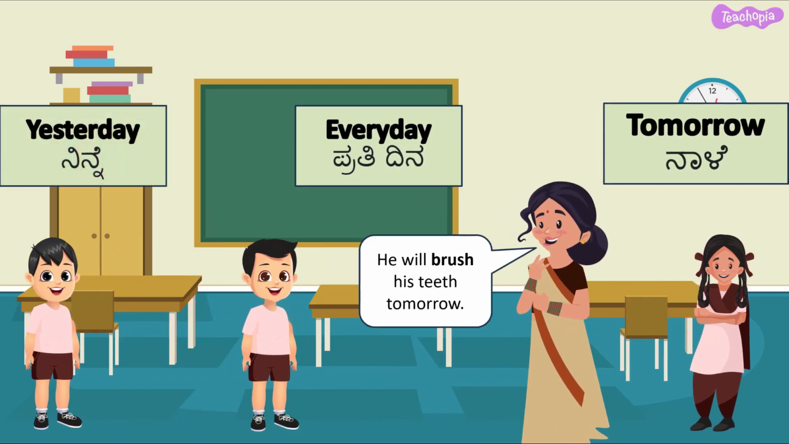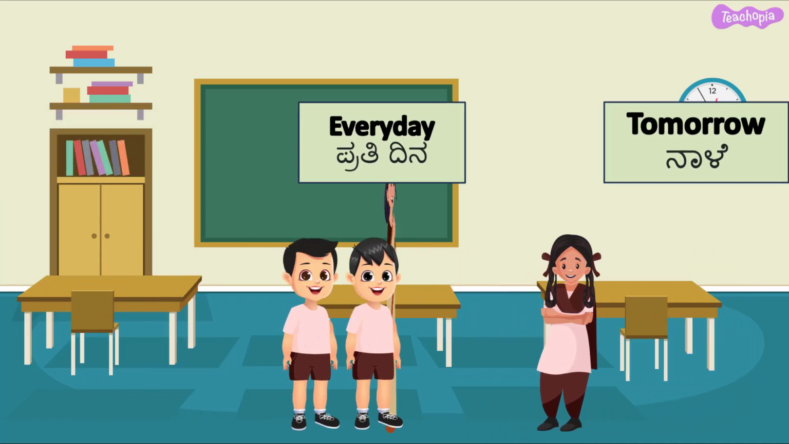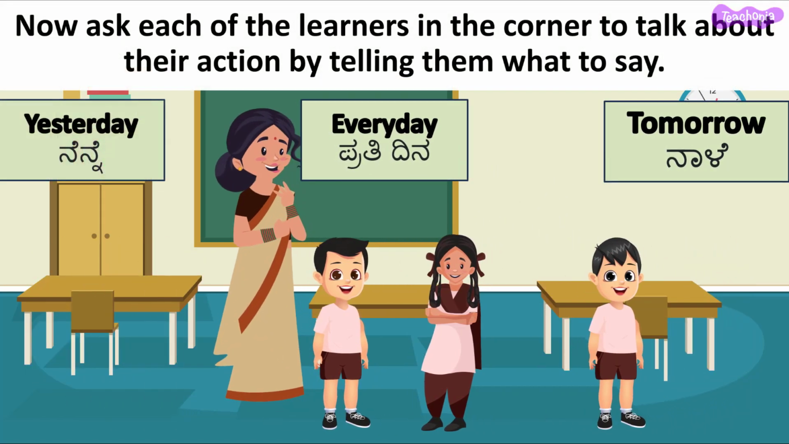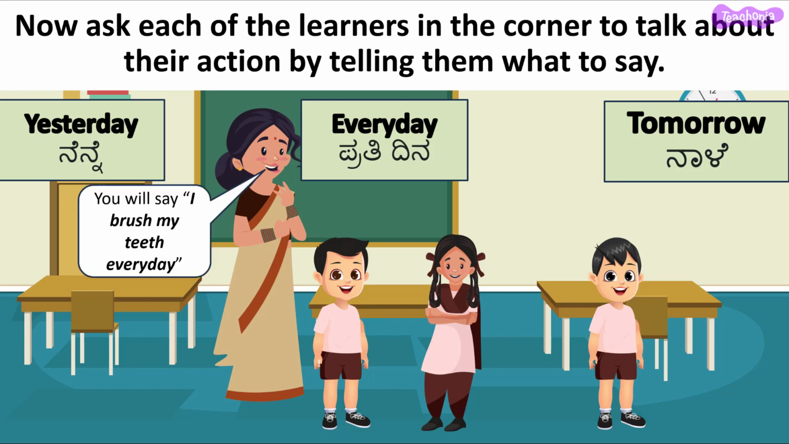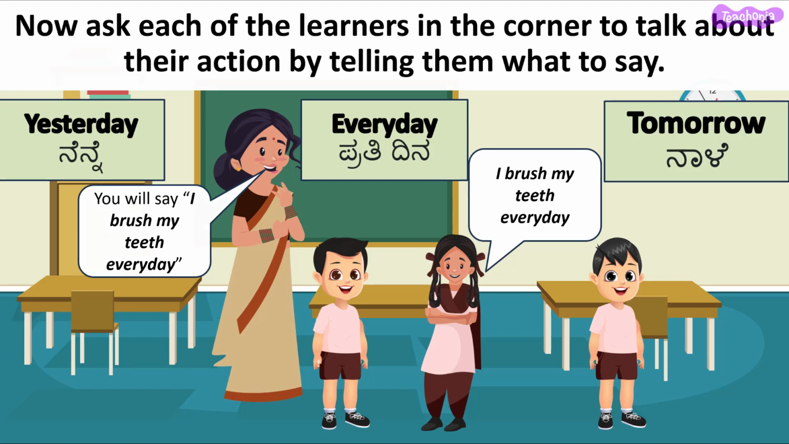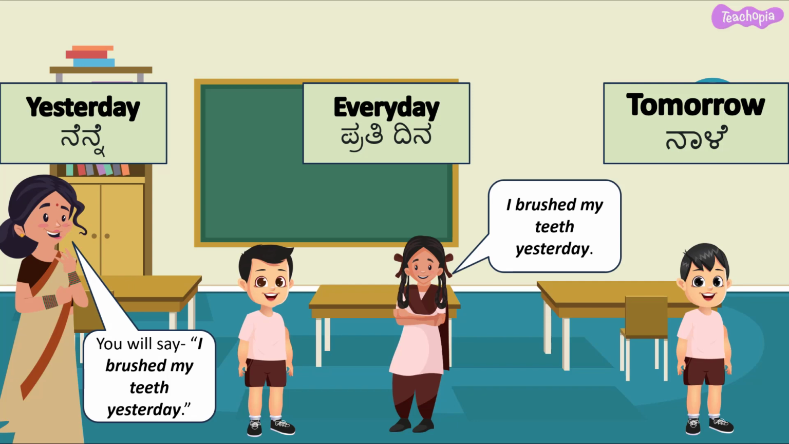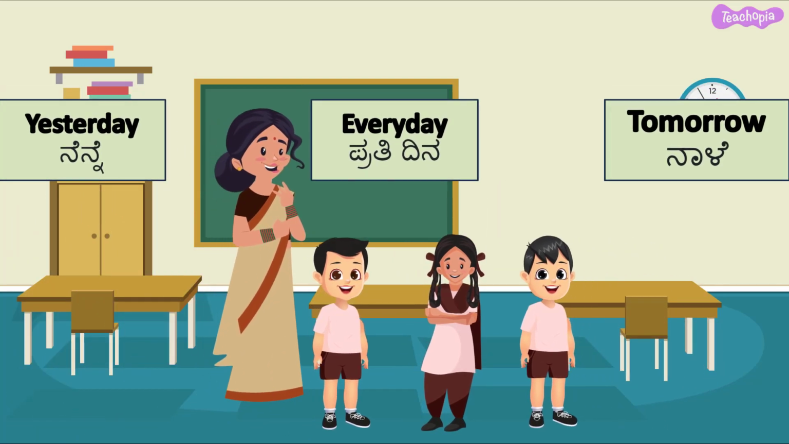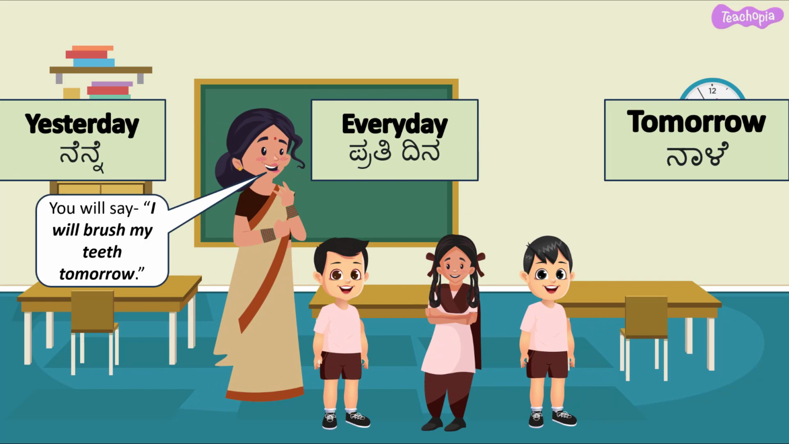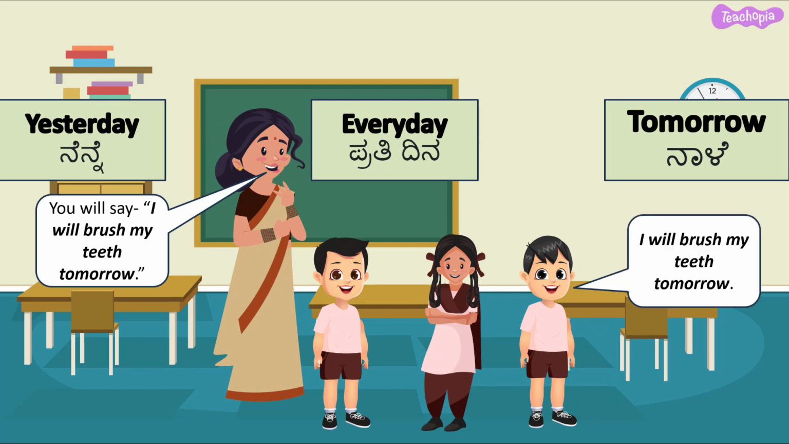Now, help each of the learners talk about the action they are doing themselves by telling them what to say using the right form of the verb in the sentence according to their time zone. You will say, I brush my teeth every day. You will say, I brushed my teeth yesterday. You will say, I will brush my teeth tomorrow.